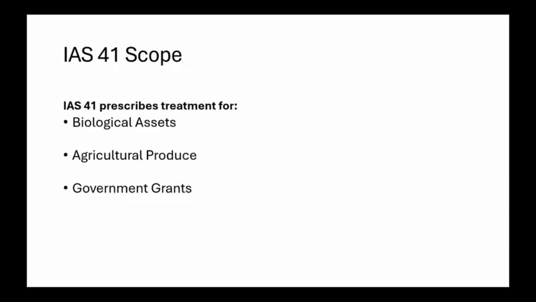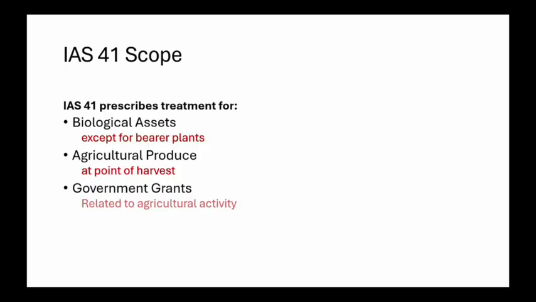Scope of IAS 41. IAS 41 prescribes treatment for biological assets as discussed before, but the exception is plants, which we'll look at further. It also applies to agricultural produce, but only at the point of harvest, and to government grants only related to agricultural activity.